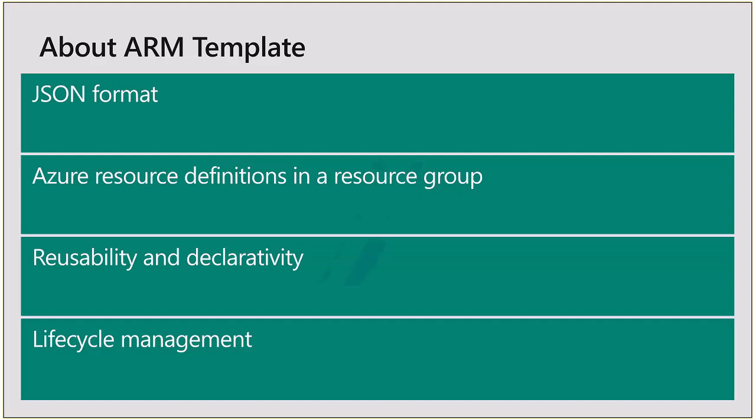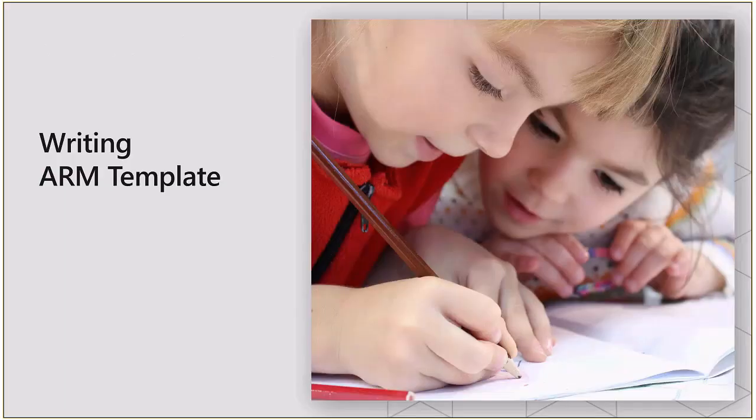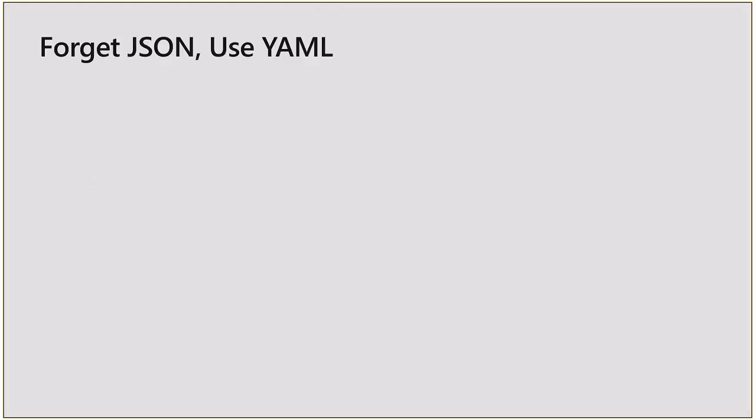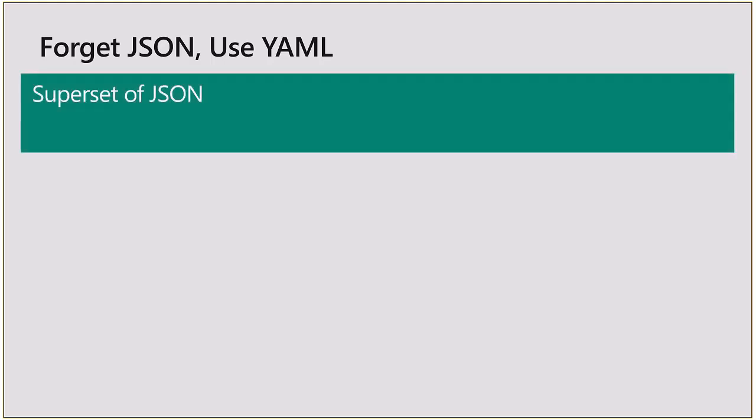Okay, so now let me tell you how to write ARM templates more efficiently. I'm going to say not to use JSON anymore from now on. Instead, use YAML for your ARM template writing, because YAML is a superset of JSON. So there is no harm in using YAML because it's interchangeable. We can easily convert YAML to JSON or JSON to YAML whenever necessary.